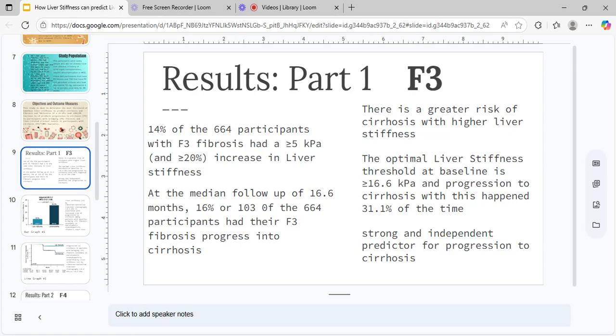This is actually very high compared to, I think it's 9%, that when you have a greater than 16.6 kPa, which is a very high jump. That is almost fourfold compared to the less than or equal to 16.6 kPa. Due to these results and everything, we can see that this is a strong and independent predictor for progression to cirrhosis.